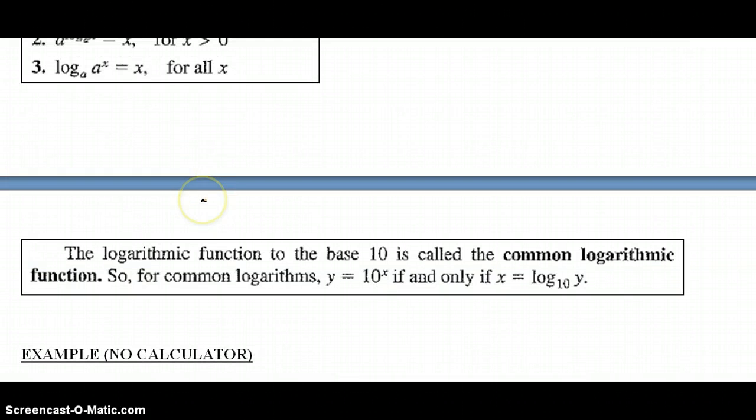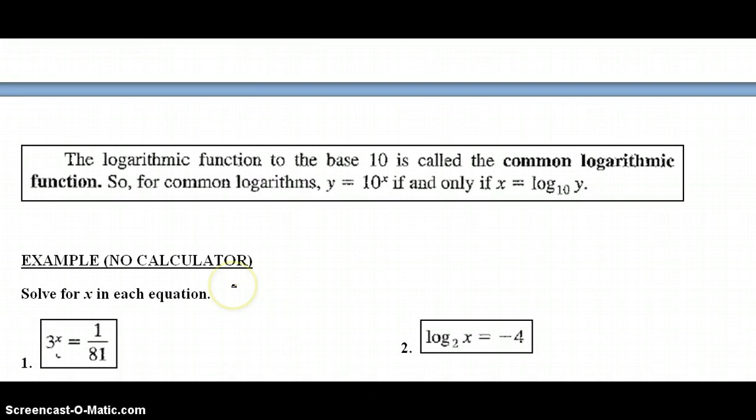So, the logarithmic function to the base 10 is called the common logarithmic function. So for common logarithms, y equals 10 to the x if and only if x equals log base 10 of y. And essentially what you need to know from that is if you see a log and there's no base that is defined, it is specifically log base 10, which is the most common base that we use.